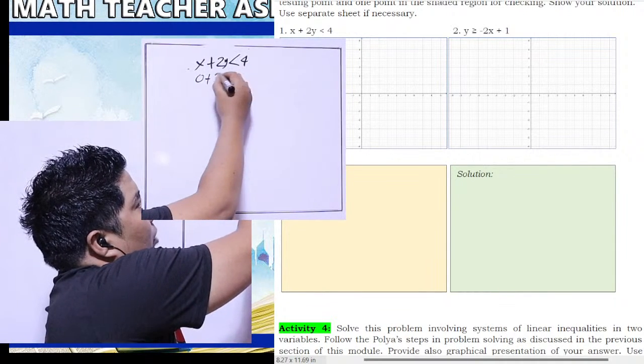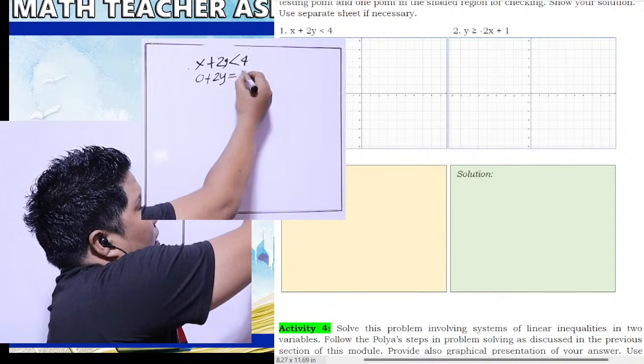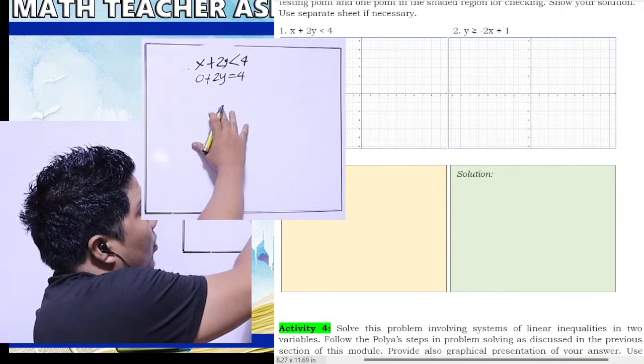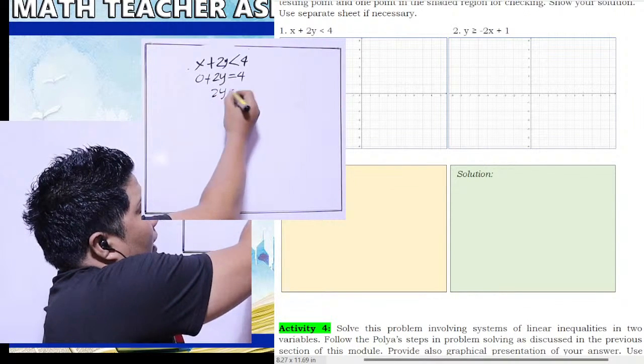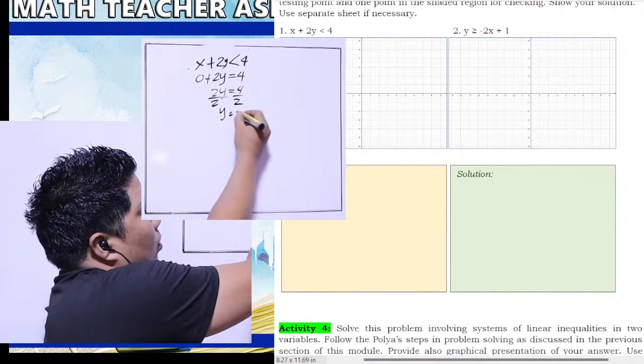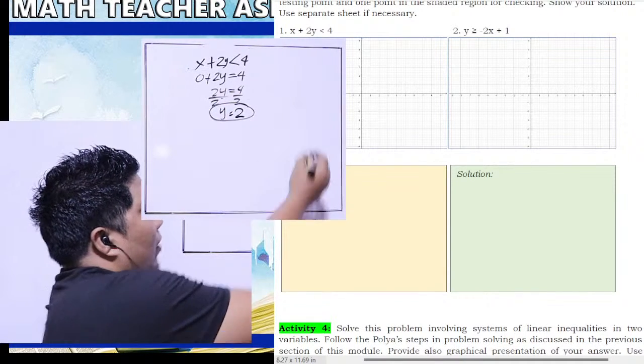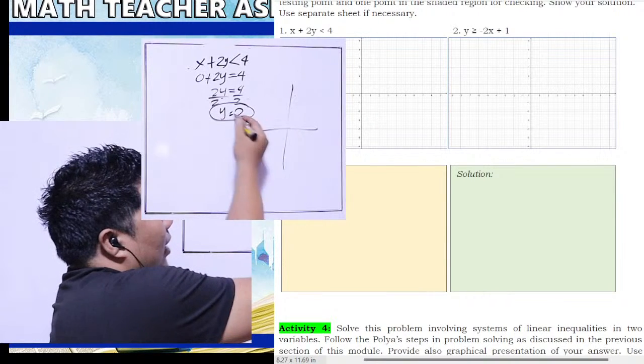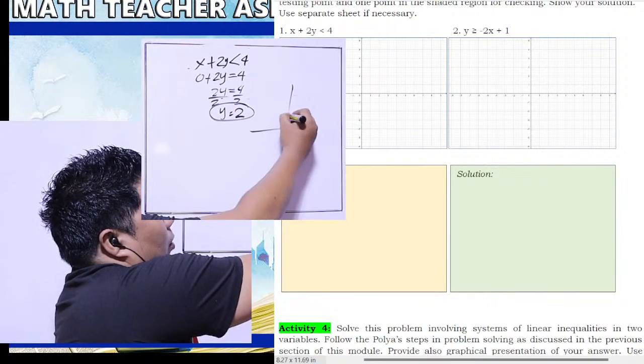So, y-intercept mo muna ang inuuna ko ha. And then, I will make this as equals muna ha. Okay, so therefore, this will become 2y equals 4. And then, we divide both sides by 2. So, y is equal to 2. Alright. So, therefore, if this is my graph, that is positive 2, 1, 2. So, I will put a dot here.